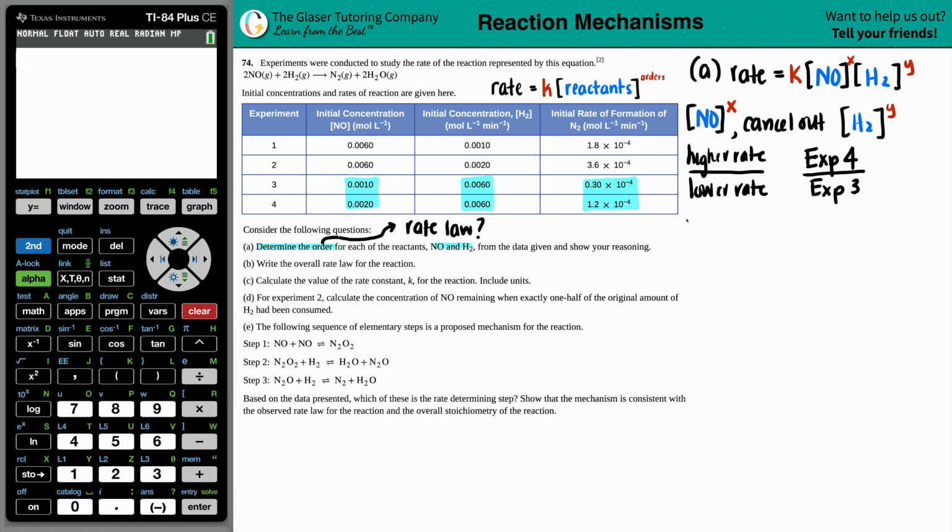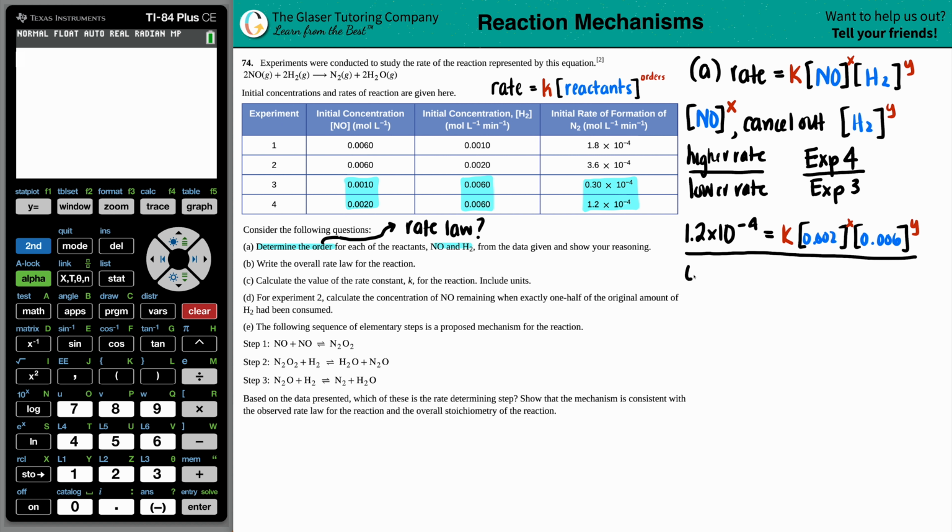So experiment 4 says the rate is 1.2 times 10 to the negative 4th equals, now we don't have a k value just yet, right? None of these has anything to do with the k, which is the rate constant, so I'll just leave it like that. And then you have your two pieces of information. You have NO, which is 0.002, and then 0.006. And this one is raised to the x, and this one is raised to the y. We're going to take all of that and divide it by the experiment 3 rate law values.